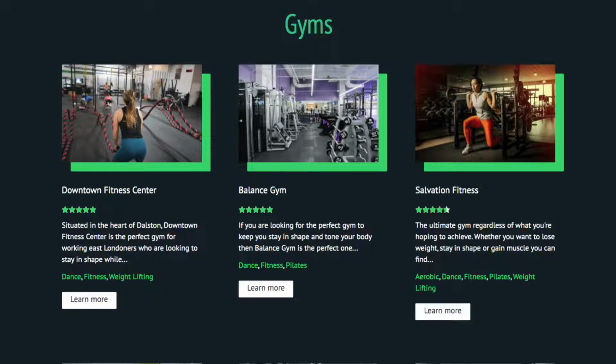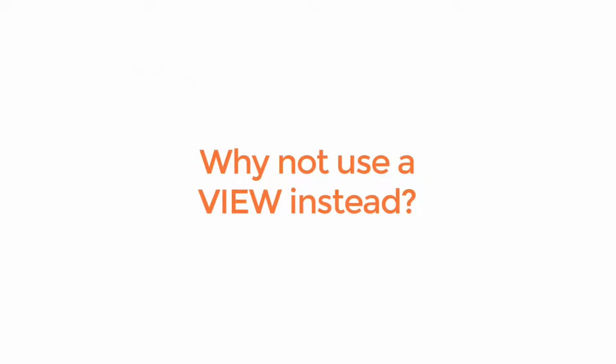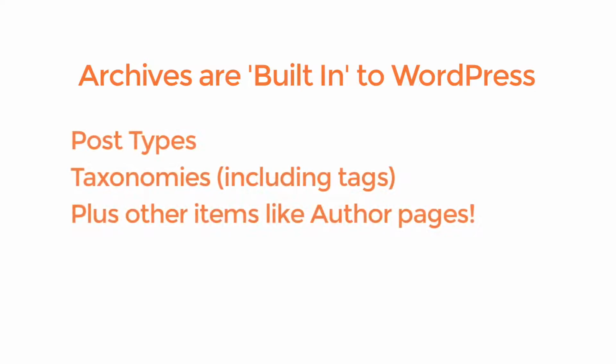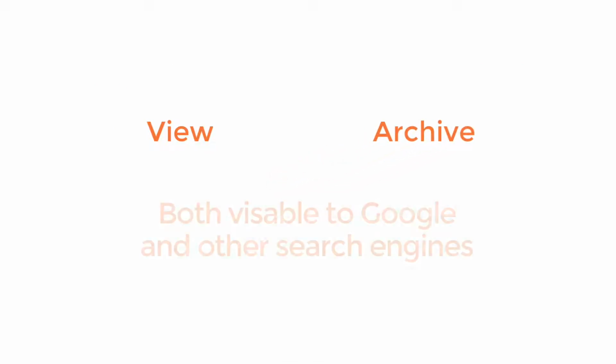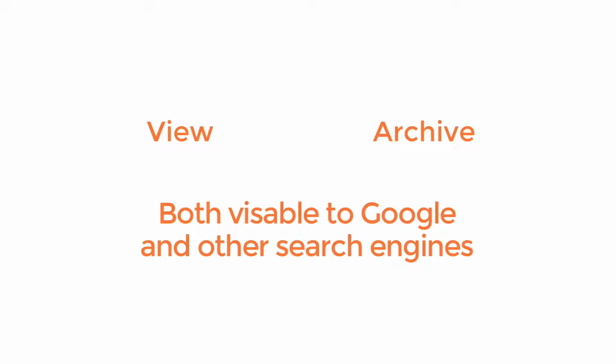Okay, now that you know the basics of creating an archive page, you might be wondering why you don't just use a view instead. It's a subtle answer. Mainly, it's built in. WordPress creates archives for all post types and taxonomies automatically. You cannot prevent or disable this. It's just how it works from WordPress. So, if you built a page with a view instead of a built-in archive, you'll end up with two archives visible to Google. If you want to use only your custom page, you'd have to prevent indexing of your archive pages through some kind of SEO plugin.